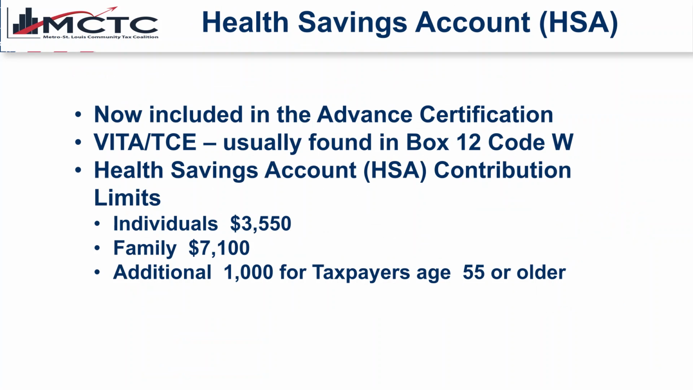What this slide talks about is that the health savings account has now been moved from its own certification level to the advanced level. Typically, you'll find this where there's an entry code W in box 12 of your W-2. In addition, there may be other forms that the health carrier would provide at year end. So for purposes of this slide, it just says that we're now able to prepare those returns.